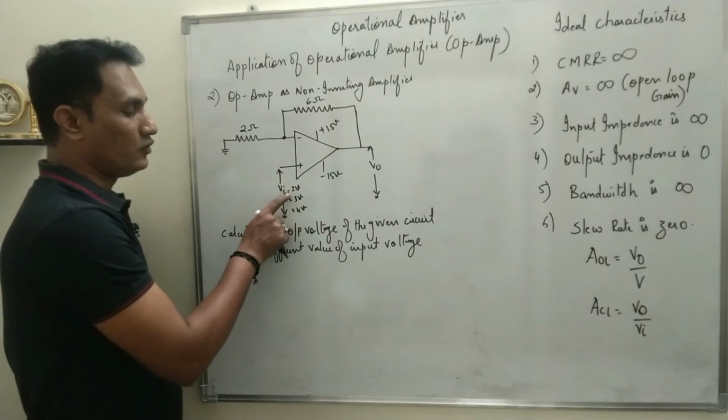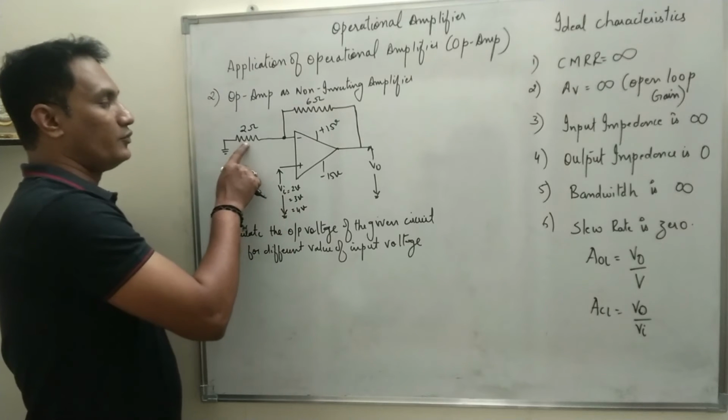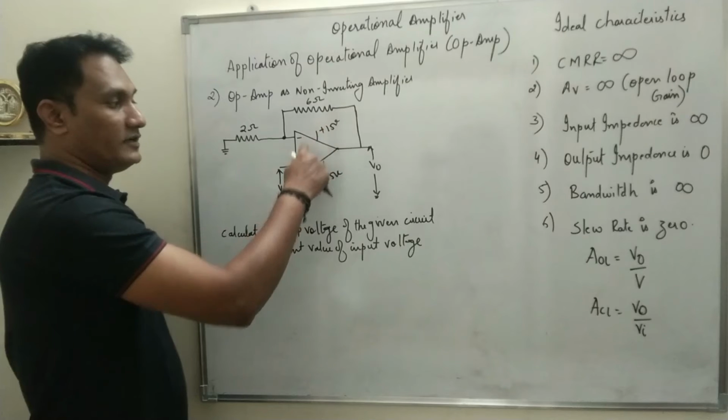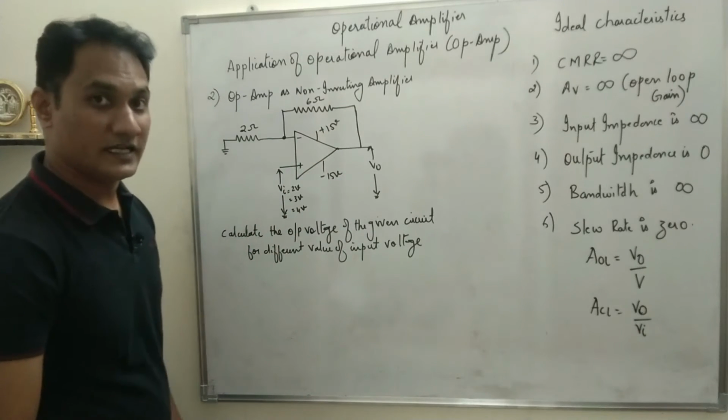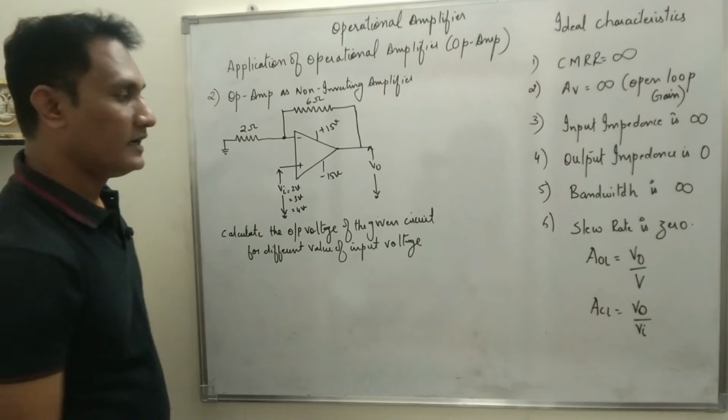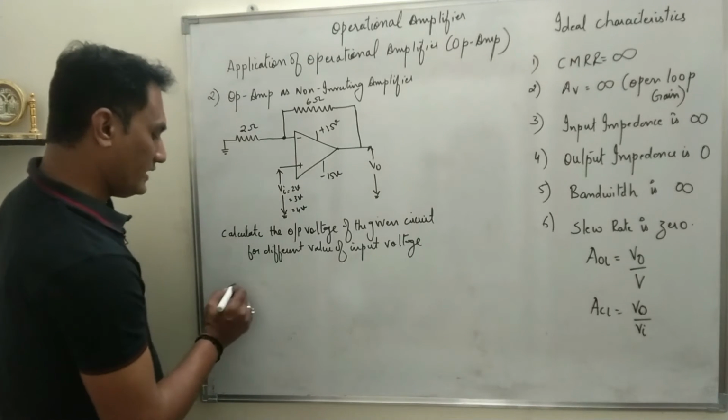The input is 2 volt, 3 volt, 4 volt. Input resistance Ri is 2 ohms. Feedback resistance is 6 ohms, and very important, the power supply plus 15 and minus 15. The maximum saturation level is plus 15 and minus 15. So you need to calculate the output voltage.